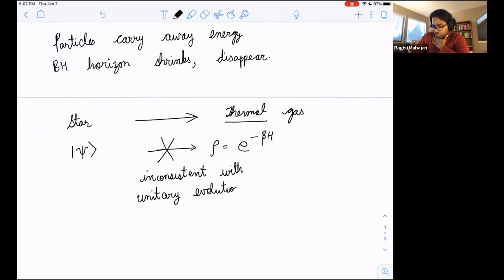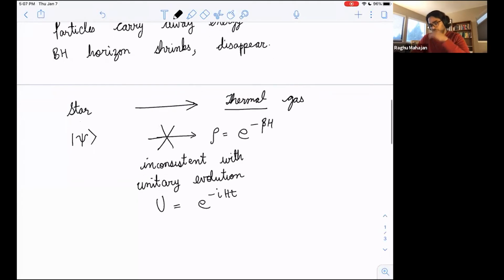Because evolution in quantum mechanics happens via e to the minus iHt, where H is a Hermitian Hamiltonian. This is a Hermitian operator. This is a unitary operator. And in particular, it takes pure states to pure states. We can't have this. So this is inconsistent with unitary evolution. So something has to be, there's something missing. And this is this famous information loss paradox.